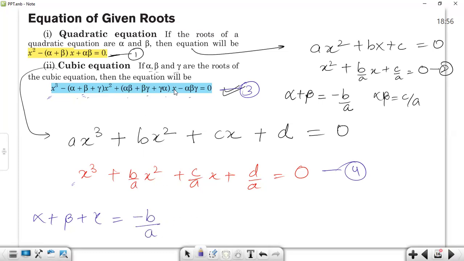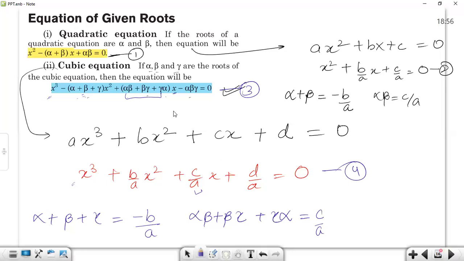Now you tell me, on comparing the x coefficient of these two equations, what we will get? Alpha beta plus beta gamma plus gamma alpha will be equal to what? Please tell me. Try, no problem. No, sir. I have no idea. Just see the coefficient. Coefficient is whatever the multiple of x is. What is the multiple of x here? C by a. Yes, good. Sorry, repeat. C by a. Yes, c by a.